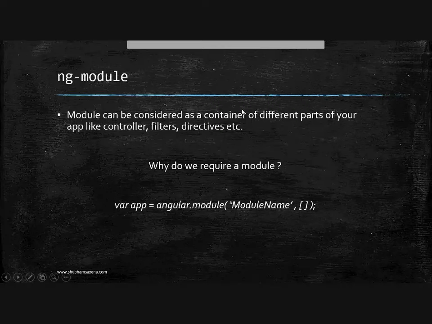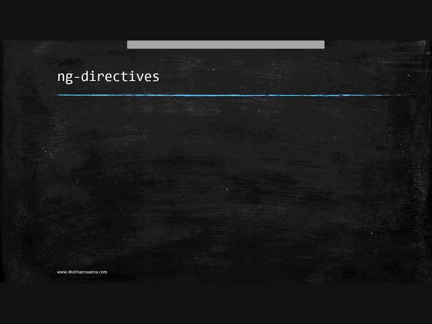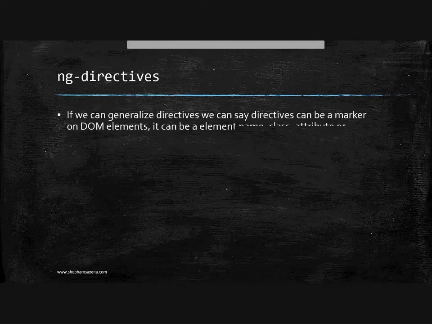Next we have ng directives. As I said, ng app is an ng directive, ng model is an ng directive, ng repeat is an ng directive. So an ng directive can be anything, a marker on a DOM element. It can be an element name, it can be a class, it can be an attribute, or anything. An ng directive just modifies the Angular structure, Angular syntax. So it can be beautifying the code, or maybe beautifying the user experience.